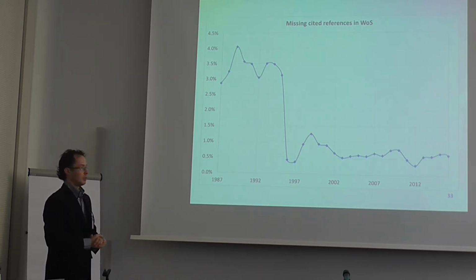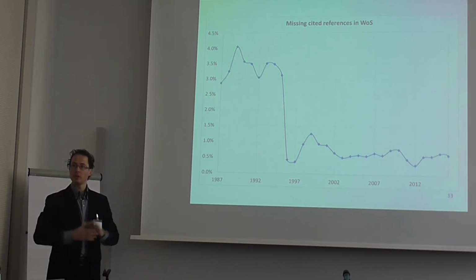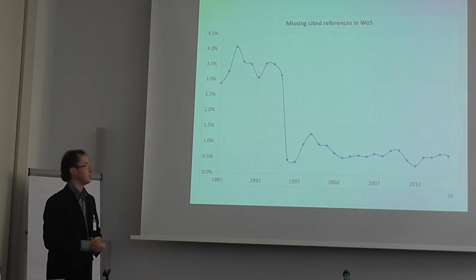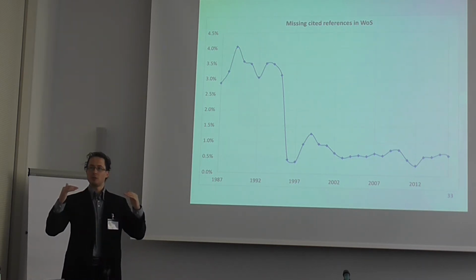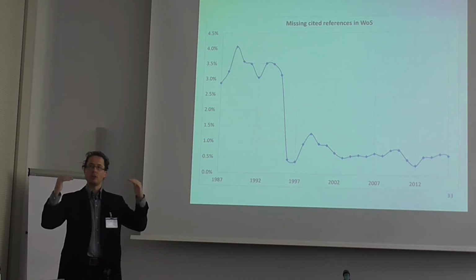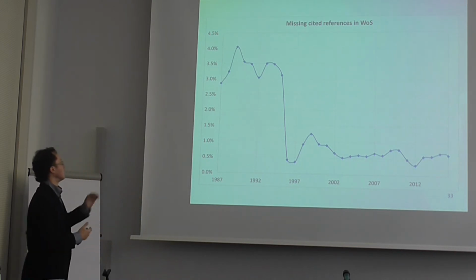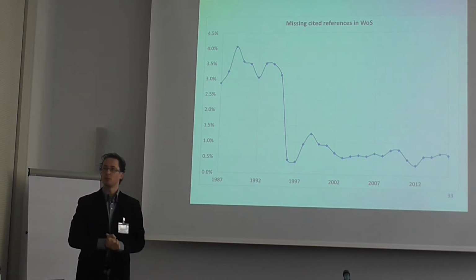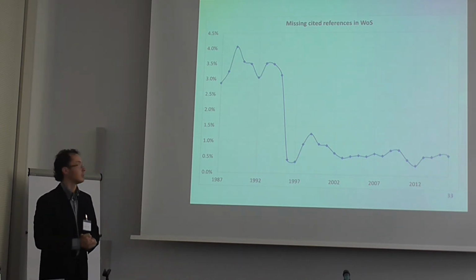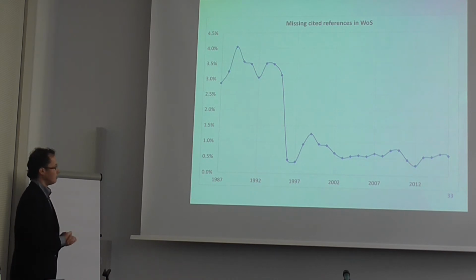So to say something more about the real quality of the cited reference data of Web of Science, we needed to match the cited references in both sets really at the reference level. So we have tried to do this. This is quite complicated. This is far from straightforward because of the errors in the data. But well, we made an attempt doing this.